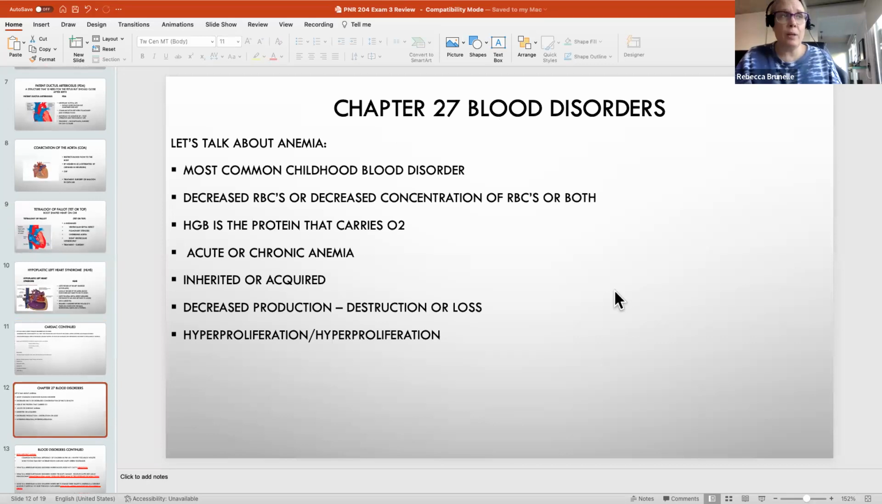So we talked a little bit about blood disorders. Iron deficiency anemia is the most common blood disorder in childhood. And we talked about two different inherited forms, the sickle cell and the thalassemia. You can have either not enough production of healthy red blood cells, or destruction or loss of blood cells. Both of you said those. Sickle cell, and the other one was what? Thalassemia.